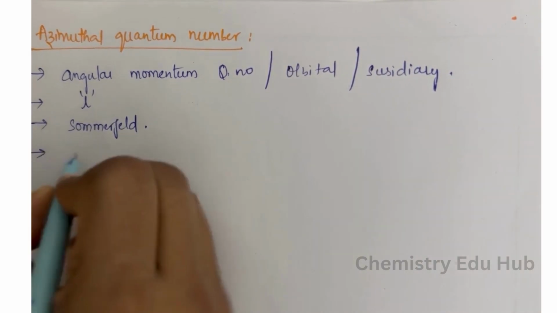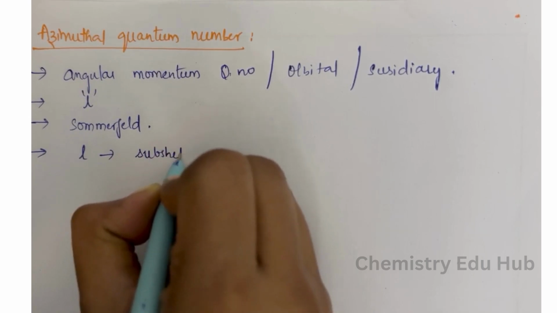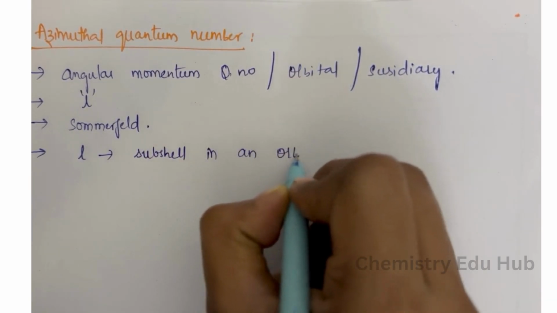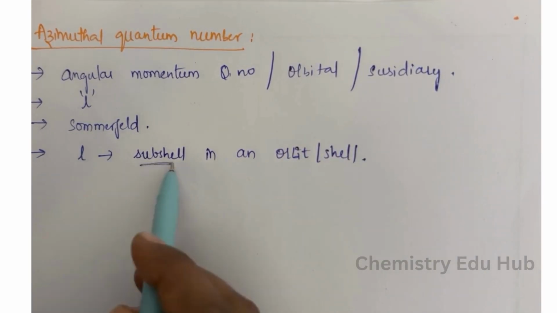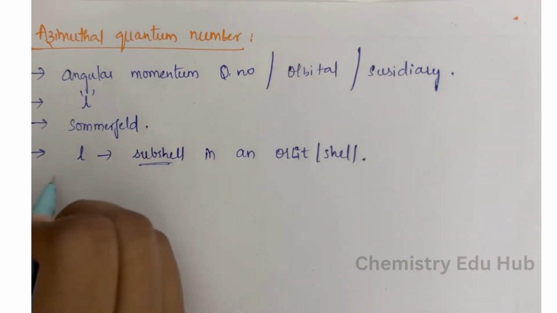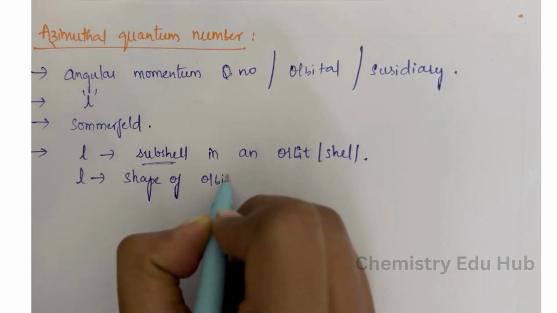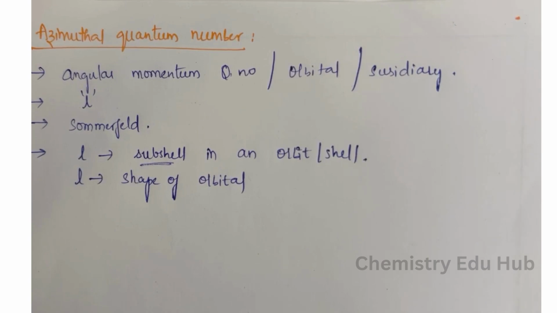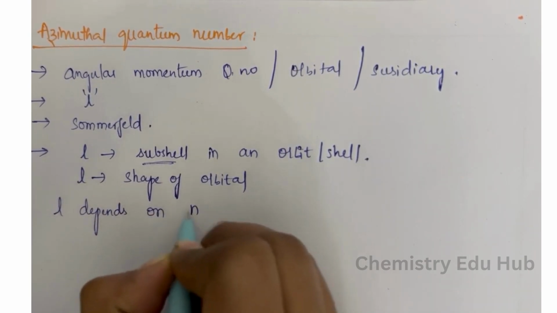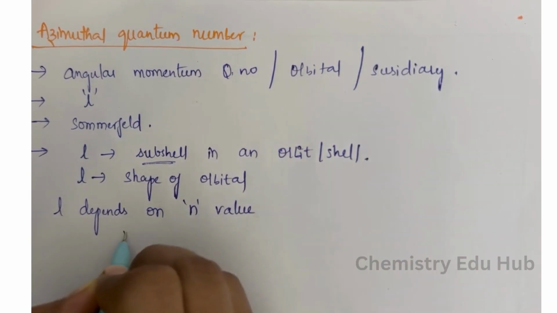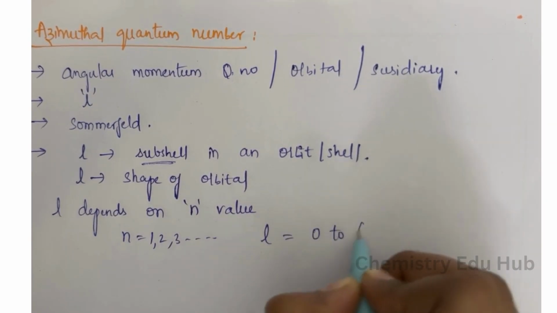Now, what is the importance of l? l indicates the presence of subshells in an orbit or shell. So, inside the shell, you find subshells, that is discussed by the azimuthal quantum number. Apart from that, l also denotes the shape of the subshell or orbital. l also defines the shape of the orbital, and l value depends on n value. Since n value starts from 1, 2, 3, 4, and so on, l starts from 0 to n minus 1.